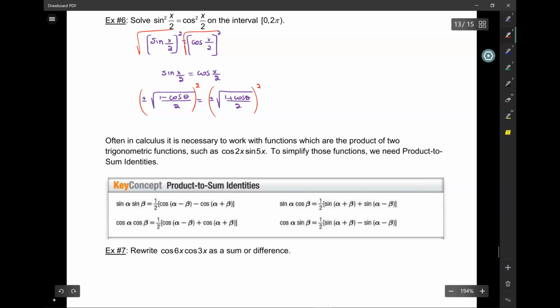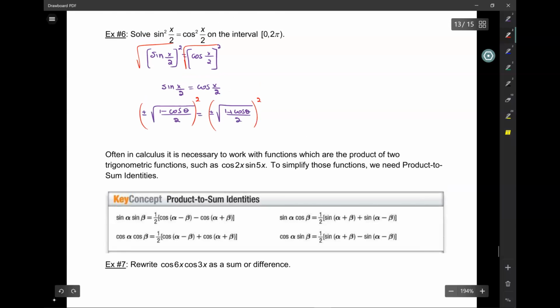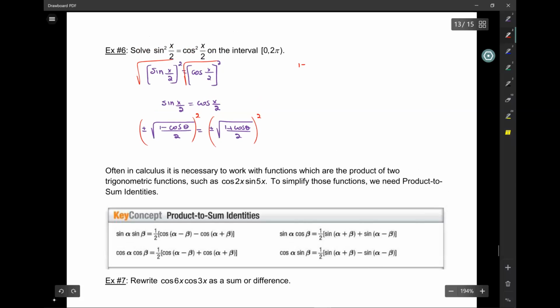1 minus cosine and then 1 plus cosine. When you square both sides, everything becomes positive, so you can also get rid of the plus or minus. So now what I have is 1 minus cosine theta over 2 equals 1 plus cosine theta over 2. What happens to the 2's? They cancel out, because you multiply both sides by 2. So we have 1 minus cosine theta equal to 1 plus cosine theta.